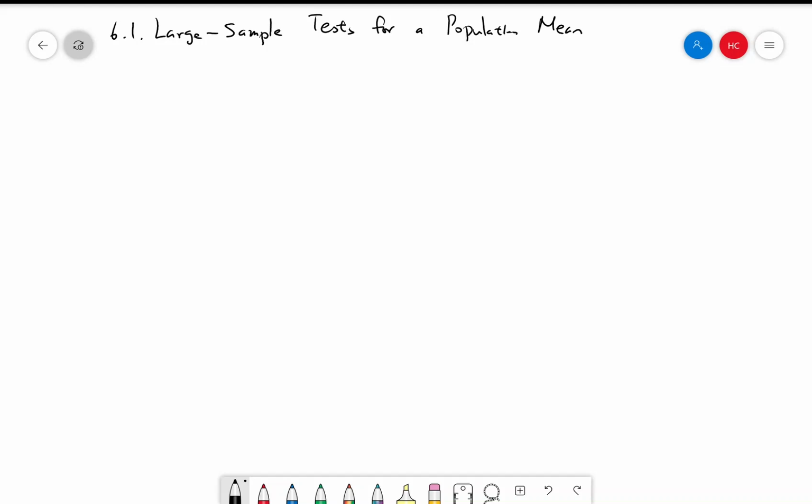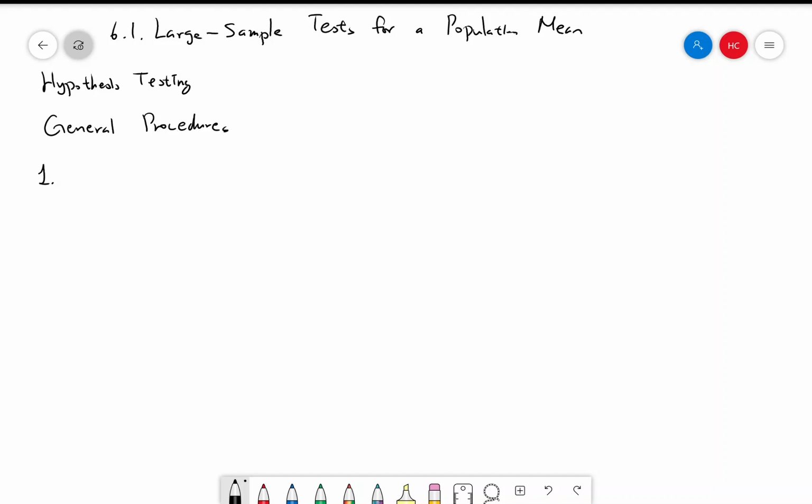All right, so this is on section 6.1, which is on large sample tests for a population mean. This is a brand new chapter, brand new topic on what's called hypothesis testing. So let's go through the general procedure for hypothesis testing.